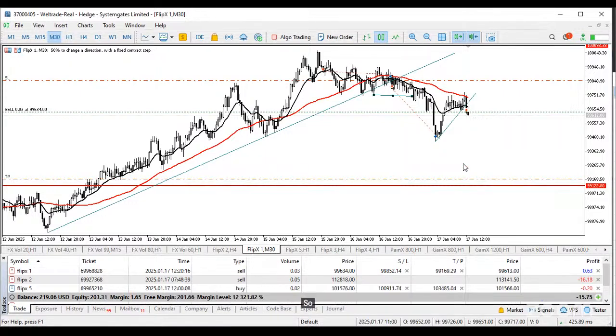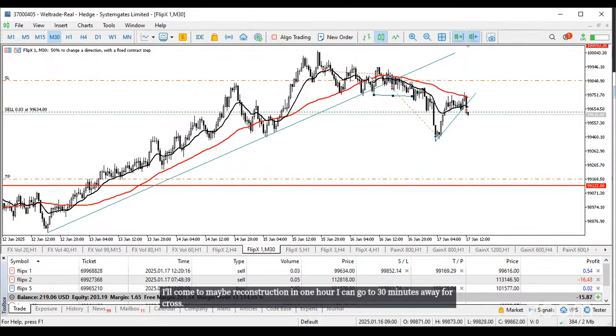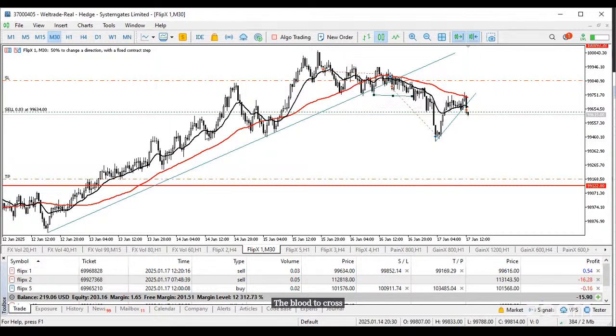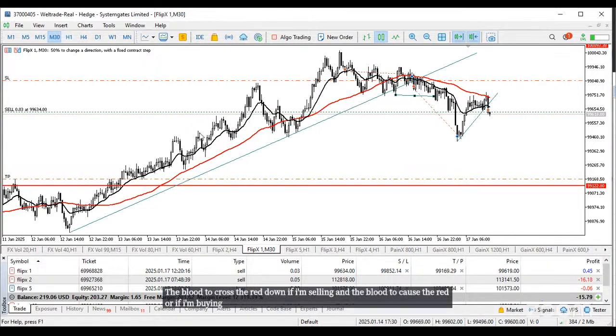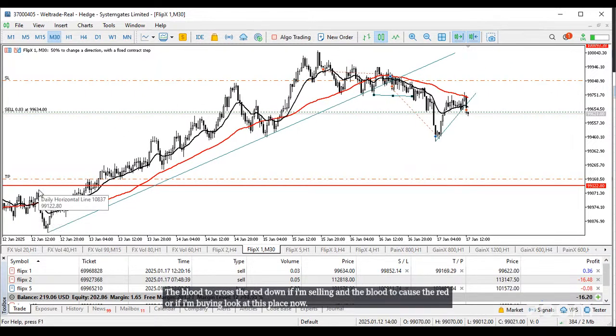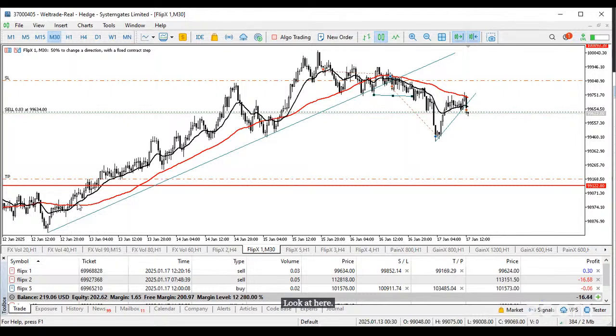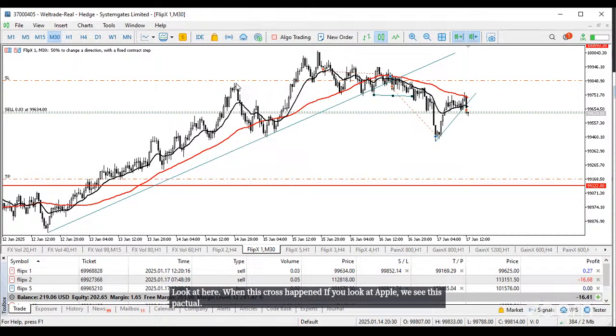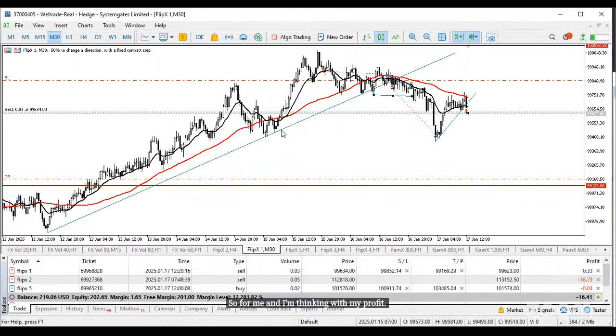That is why I use the crossing. Number one, if I see a break of structure, maybe a break of structure on 1 hour, I can come to 30 minutes and wait for the cross: the black crossing the red down if I'm selling, and the black crossing the red up if I'm buying. Look at this place now. When this cross happened, immediately we saw this action. So from here, I will take my profit before this one continues.